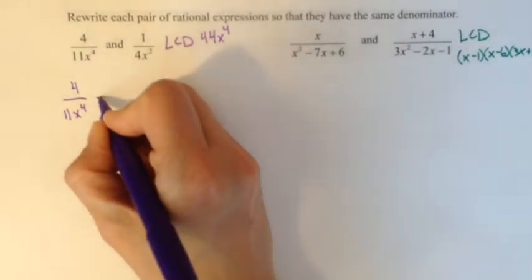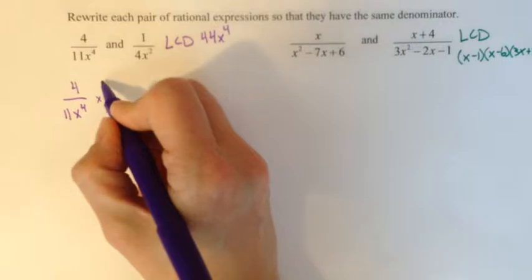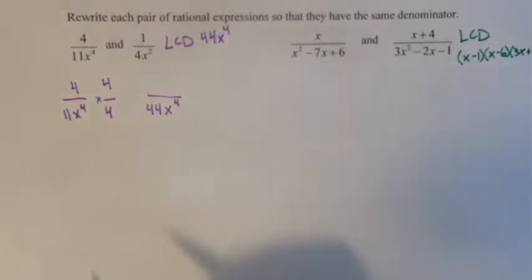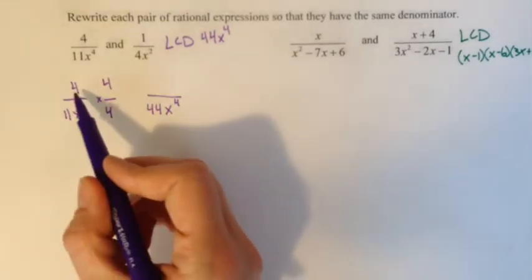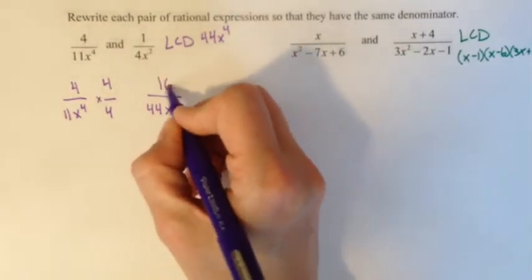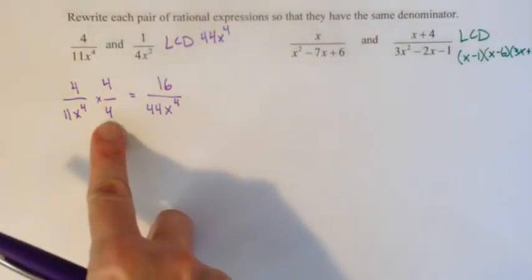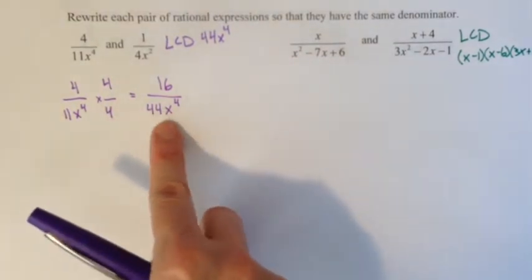So I'll multiply by 4 on the bottom, but I've got to do the same thing to the top so that I don't change the value of my fraction. Now multiplying across, 4 times 4 is 16, and I can double check. 11x to the fourth multiplied by 4 is indeed 44x to the fourth.